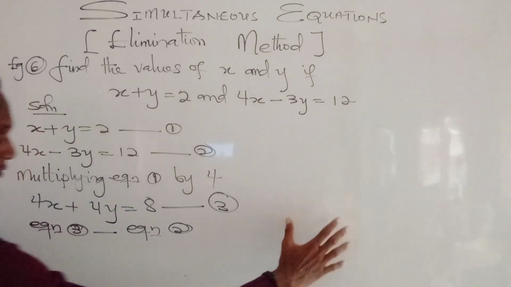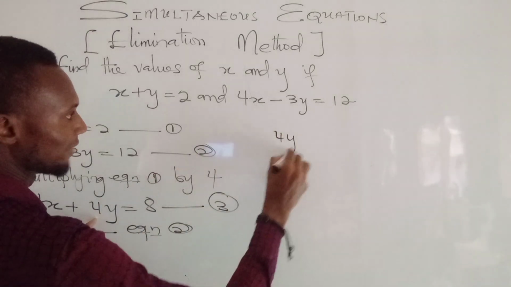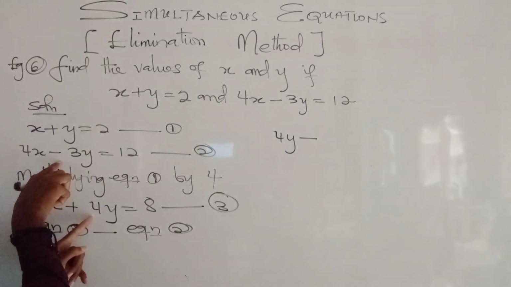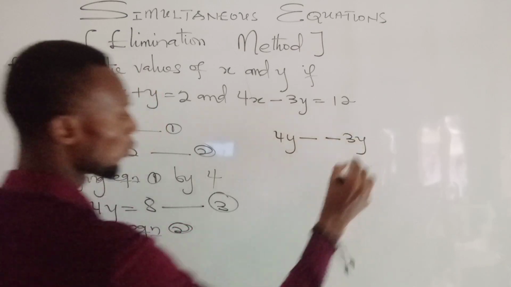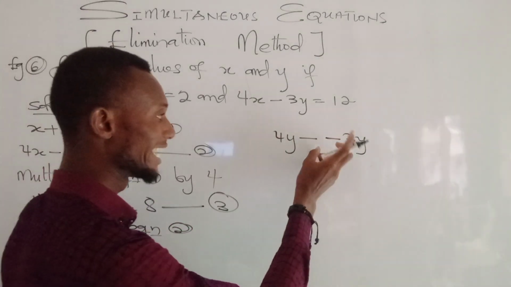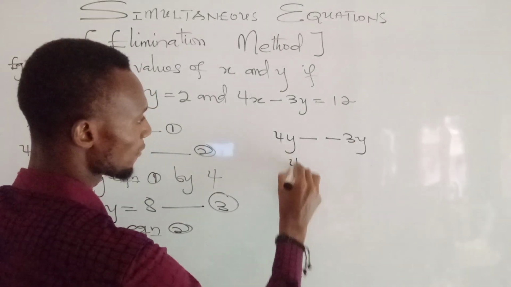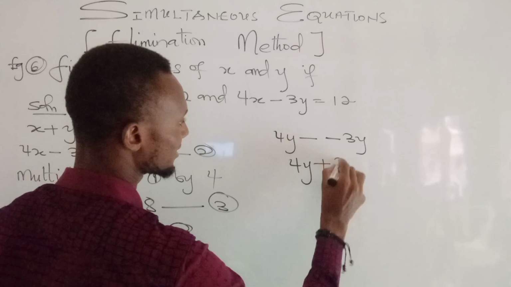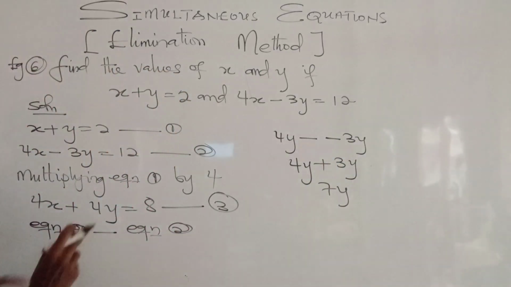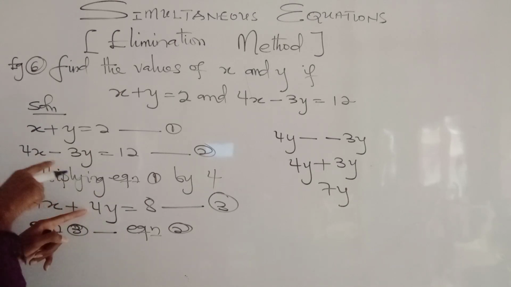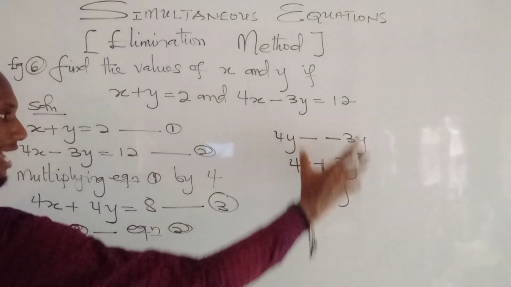So I'm going to do a rough work here so that you see how it goes. This 4y, so the 4y minus, then we are subtracting this minus 3y from it. So minus minus 3y, and you know that when two negatives meet like this, it becomes positive. So we are going to have 4y plus 3y, which will give us 7y. So when we do our 4y minus 3y, it gives positive 7y.